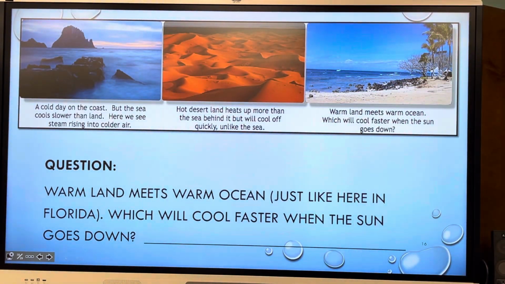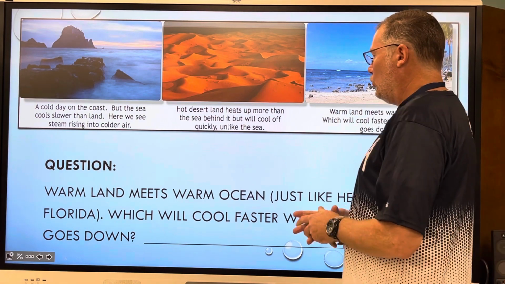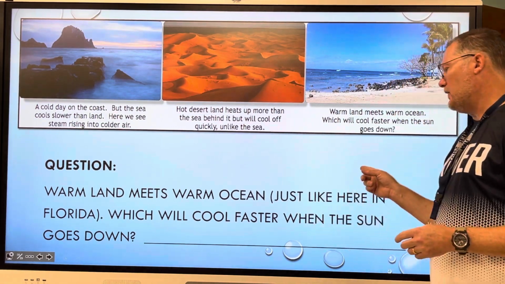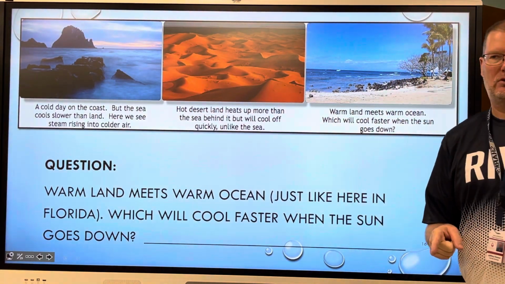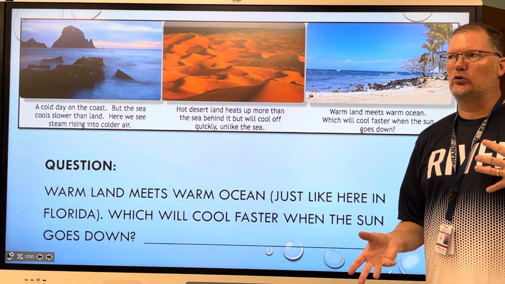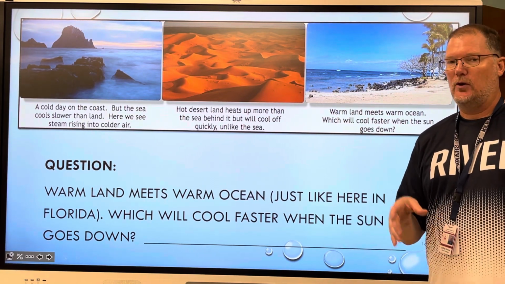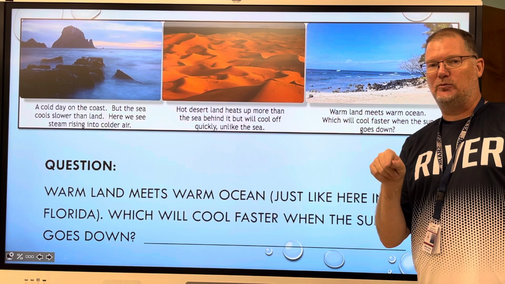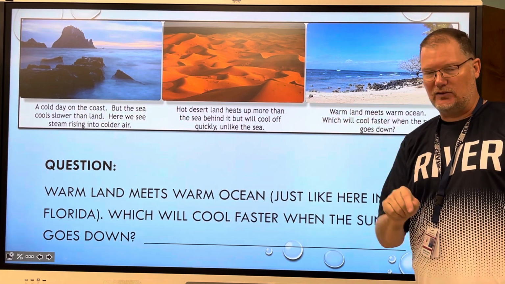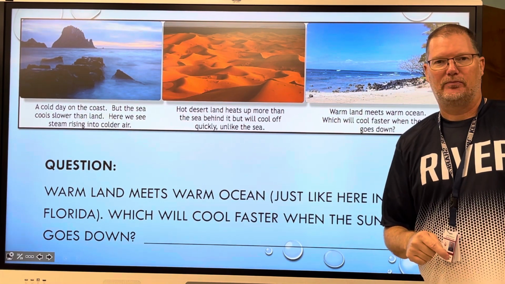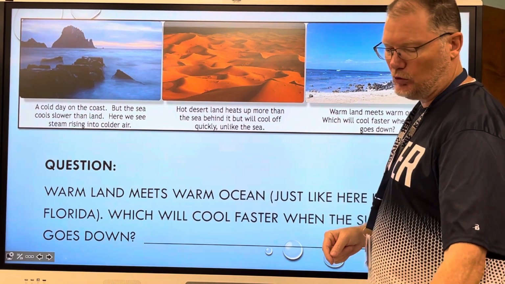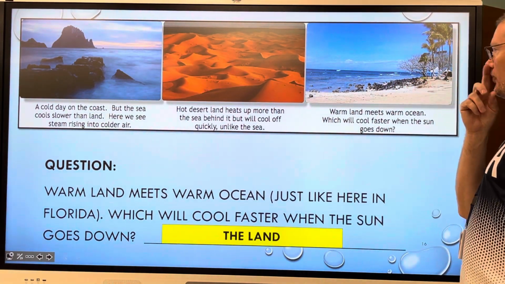Okay, so here's a question. This is in your notes. Warm land meets warm ocean, just like here in Florida. Which will cool faster when the sun goes down? Will the land cool faster, or will the water cool faster? Remember, water has a high specific heat, so it resists change. So yes, the land will cool faster.